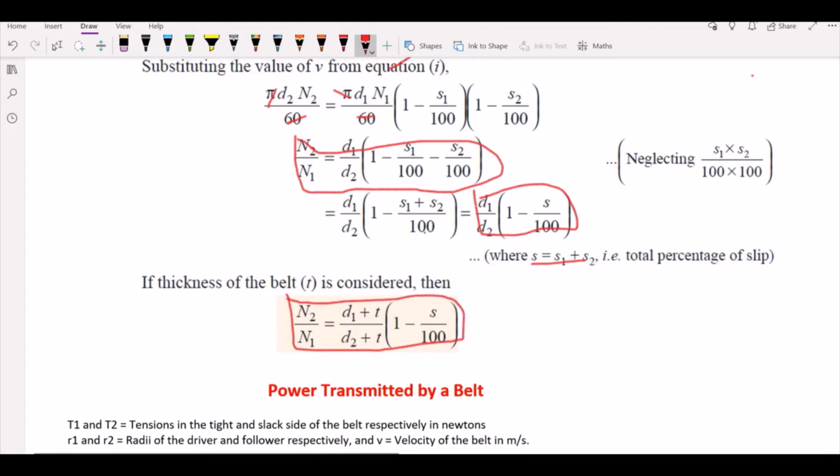If the question has been asked considering both slips, in the case of the driving and driven member, then you need to consider both. If it has been asked only considering the driven member, you need to consider the driven member. If it asks only for the driving member slip, then you need to consider only the driving member slip. So any of these, based on the question asked in the exam. That is about the slip.